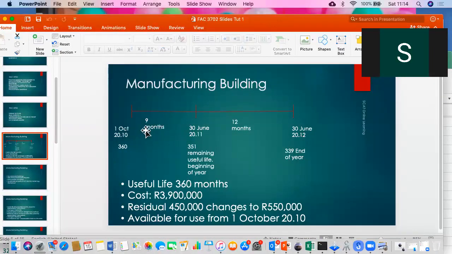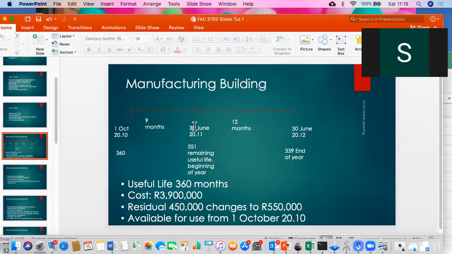Let's go back to the timeline. So it's important to draw a timeline. So when we bought this asset on 1 October 2010, it had a useful life, I said make it into months, 360 months. Everyone sees that 360. Then 9 months passed. So it had a useful life.